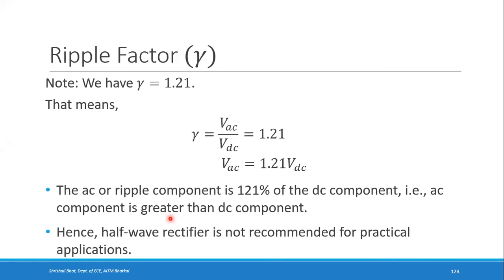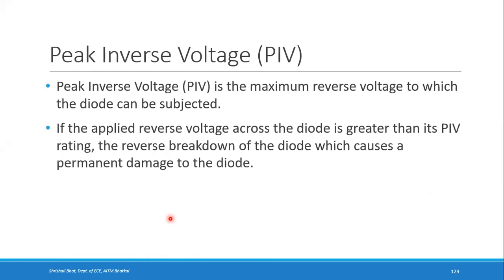Efficiency is very low and the ripple factor is also very high. That's why we go for another kind of rectifier called a full wave rectifier. Before we proceed to the full wave rectifier, there is another parameter that we will see, that is the peak inverse voltage. This peak inverse voltage is the maximum voltage in the reverse direction to which the diode can be subjected. If the applied voltage becomes more than this peak inverse voltage, the diode gets broken down. That means there will be reverse breakdown and the diode gets damaged.